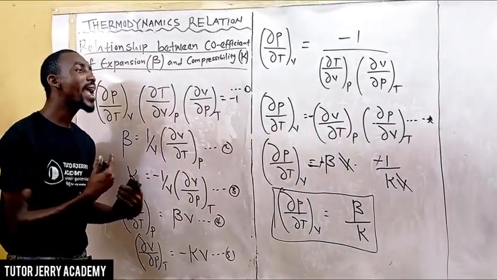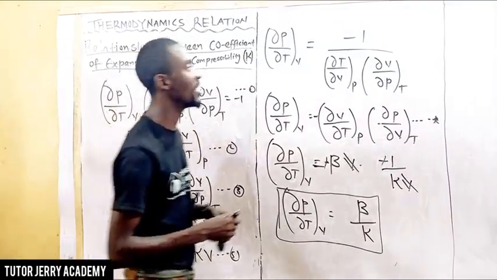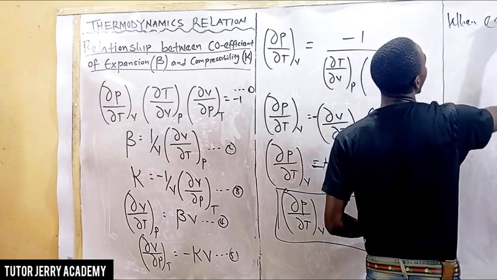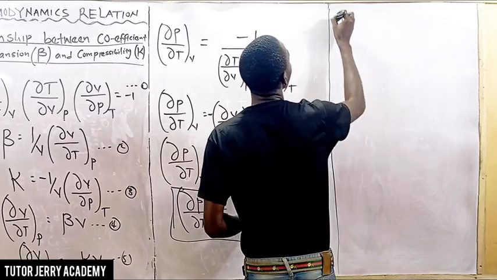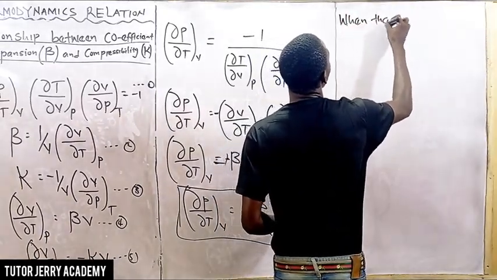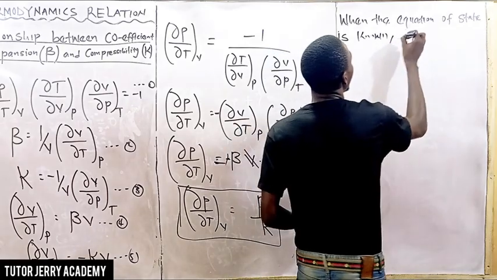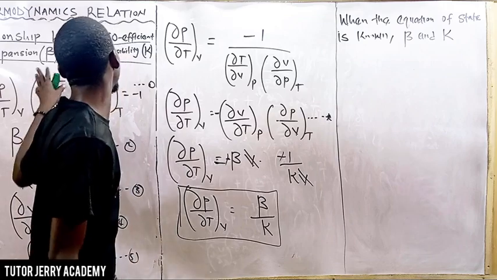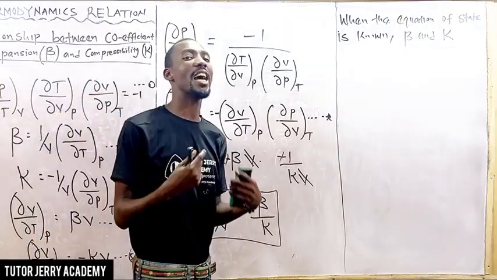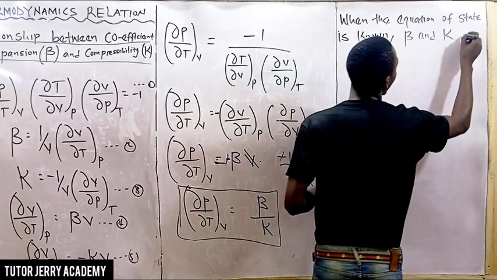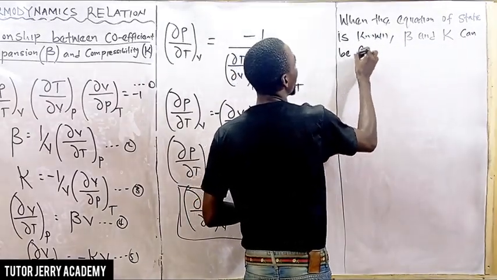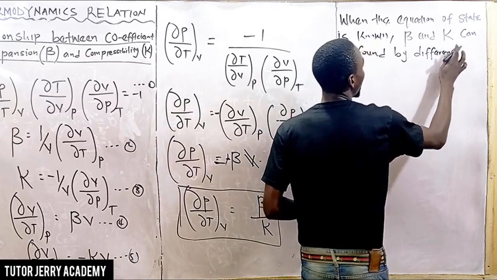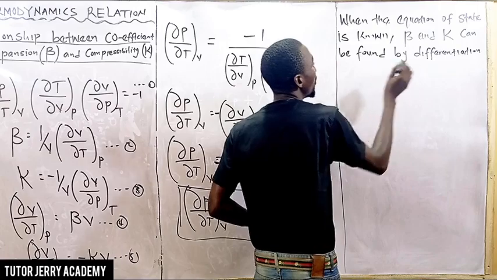So for further modification, let me write this. When the equation of state is known, beta and k, that is coefficient of expansion and compressibility, can be found by differentiation. Let's take an example.